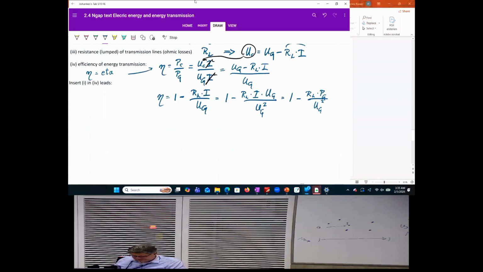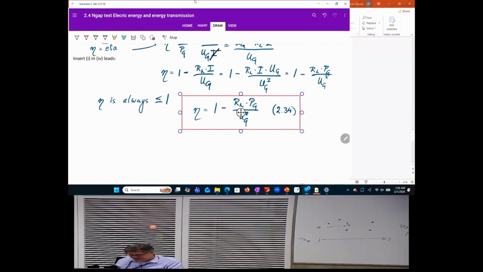So first of all, with respect to eta, that's the efficiency, and that is always smaller or at best equal to 1. Of course, you want to have the efficiency as high as possible. You would like to provide at the consumer as much power as you are providing at the generator side. So let's summarize that it is 1 minus RL times P generator divided by U generator squared. That's equation 2.34, and that's the power transmission efficiency.